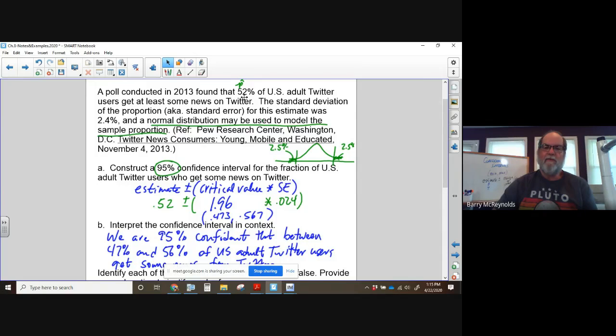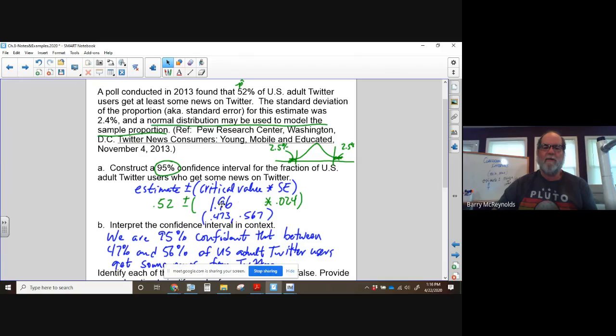We found that 52% in the poll said they get some of their news from Twitter. And so we don't know what the true population parameter is, but we know what p-hat is. And so we're going to take that as our point estimate for the population parameter. The standard error, we were told, is 2.4%. So we'll plug that in.